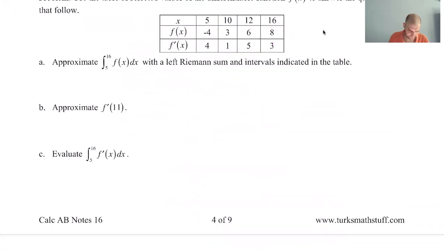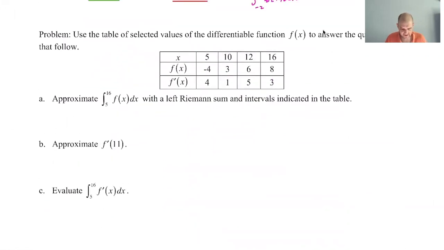So that one, that's that. What else we got here? Use the table of selected values. These whole notes just feel like review, because everything kind of is reviewish. Use a table of selected values, differentiable, nice. So therefore also continuous. I don't know if it's relevant. To answer the questions, approximate from 5 to 16 using a left Riemann sum. Got it. All right, 5 to 16.